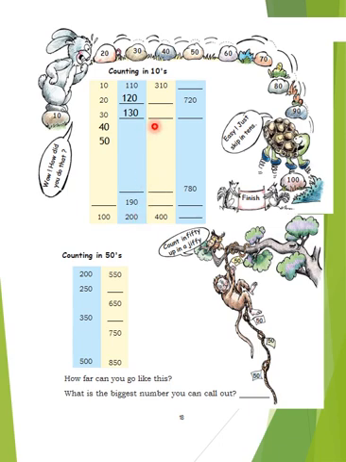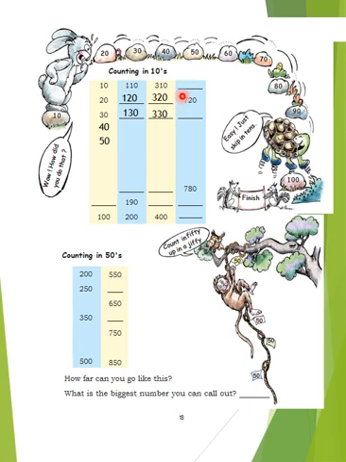Now, see the next column that starts from 310. In 310, if we add 10, it becomes 320. If we add 10 to the previous number, that is 320, it becomes 330. If we add 10 to 330, it becomes 340. In this way, you have to fill this column up to 400.